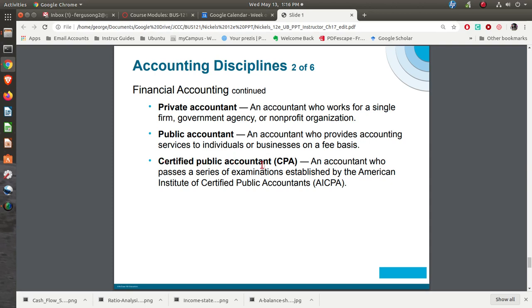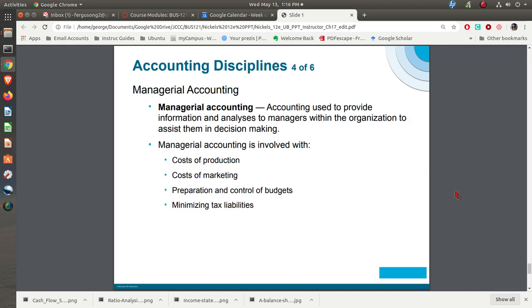Then you have what's called CPAs, a certified public accountant. That is a certification that a person can earn who then will be able to sign off on annual reports, on tax returns, things like that. It shows that that person has a level of knowledge of accounting that's very beneficial. There's managerial accounting. In other words, you're pulling together the financial statements and the information that's necessary so that management can make decisions as far as what's happening with their production and their marketing and their budgets.